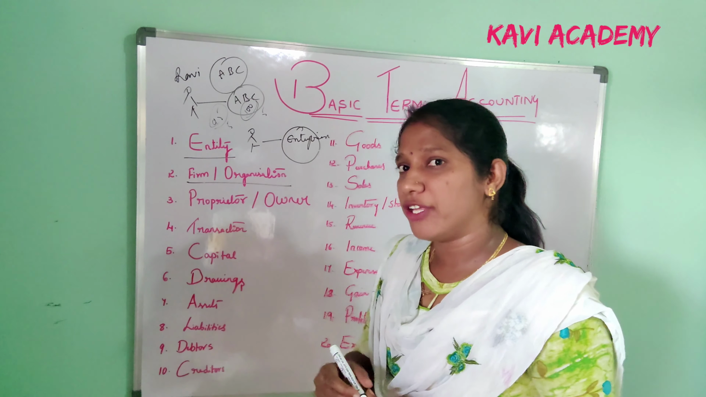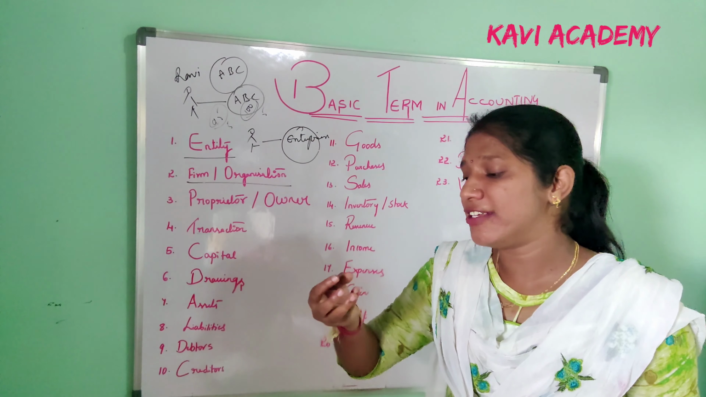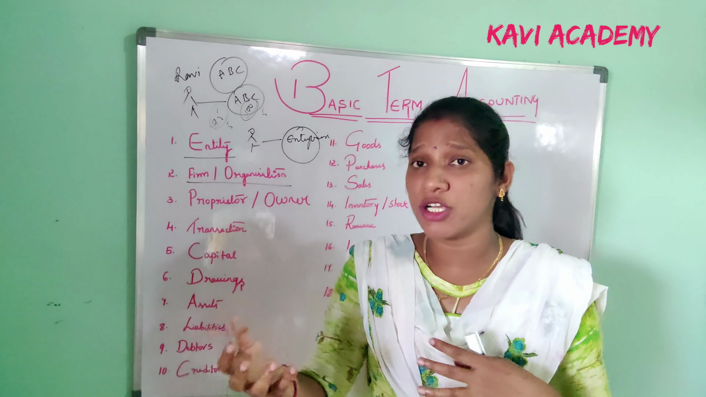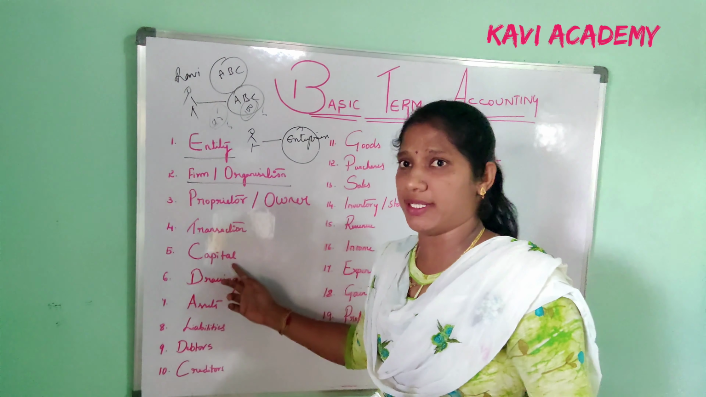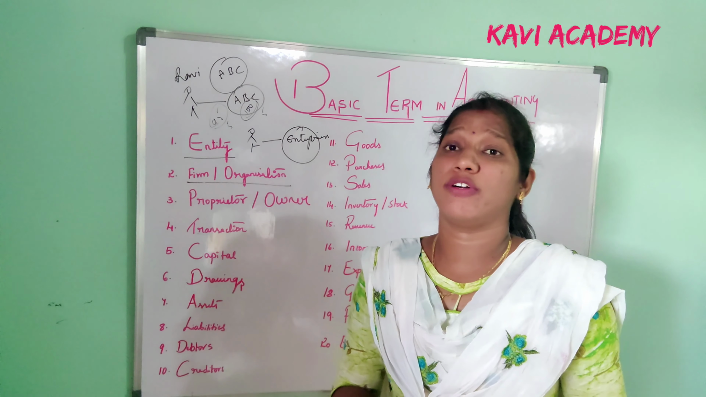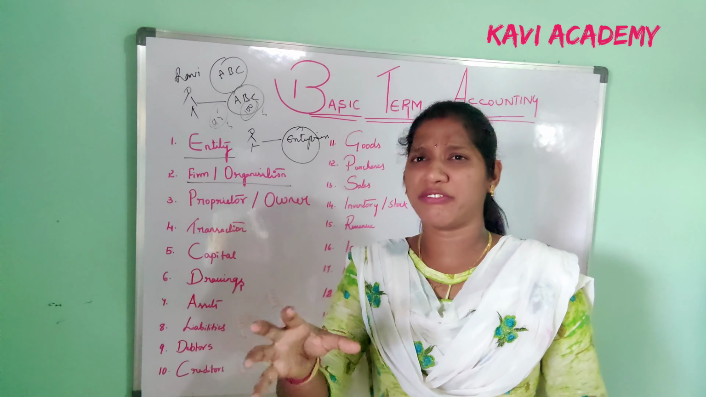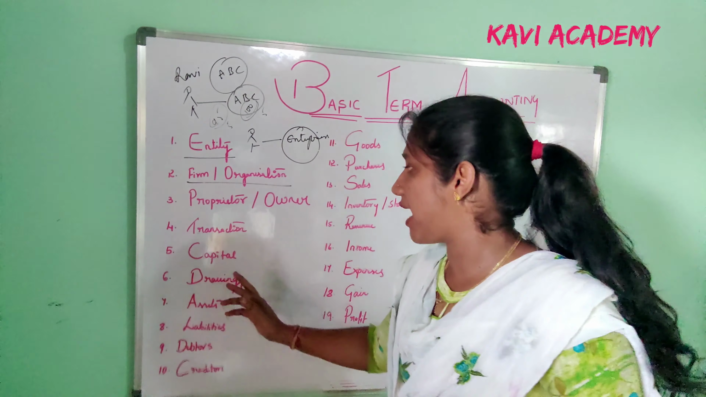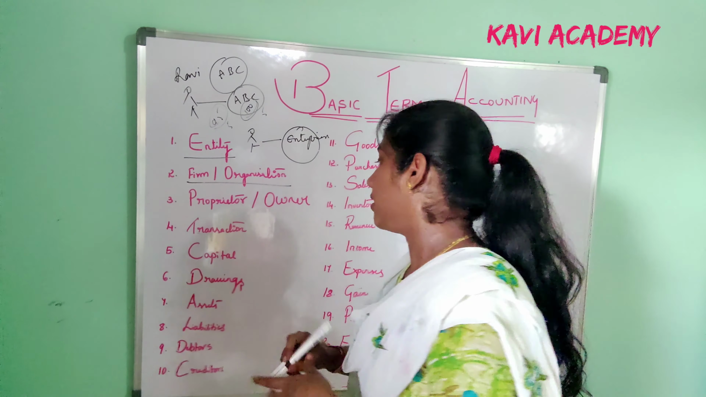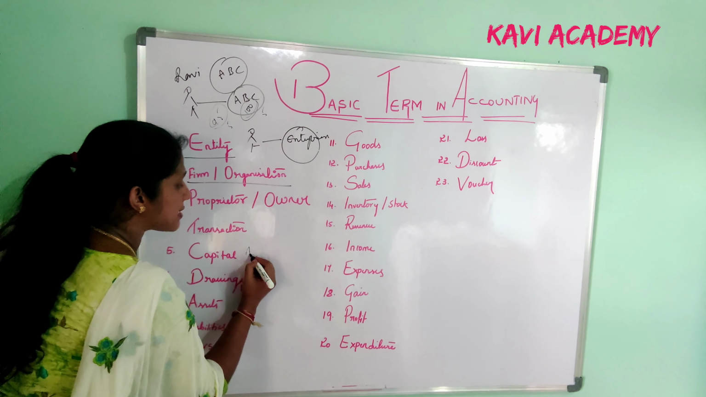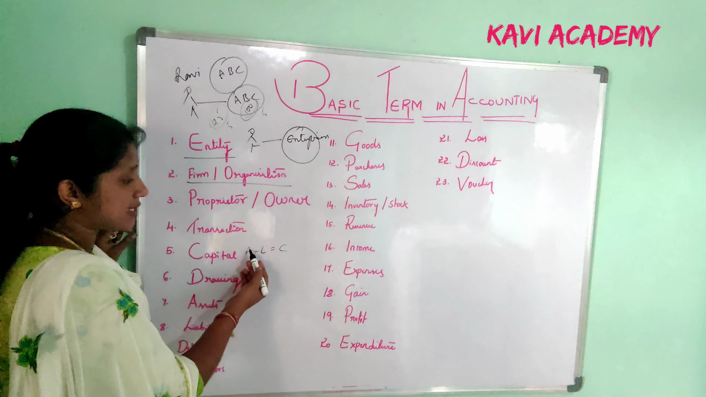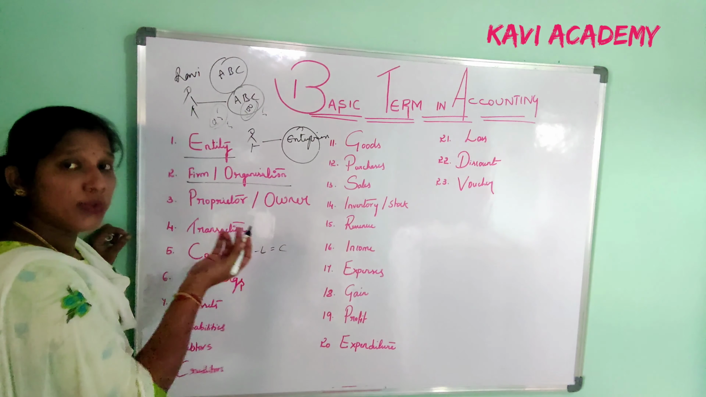Capital means when the owner or a person invests money in the business, the worth of goods and worth of assets used is known as capital. Simply, we can call money, assets, or the worth of any other thing in the business capital. Assets minus liability is equal to capital.